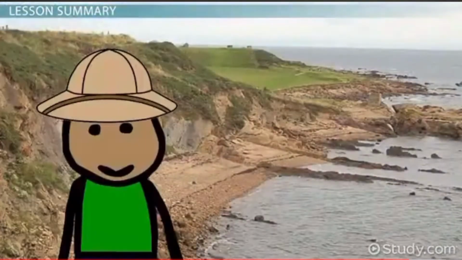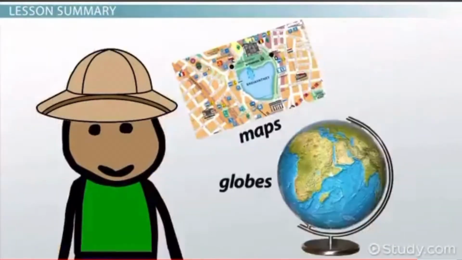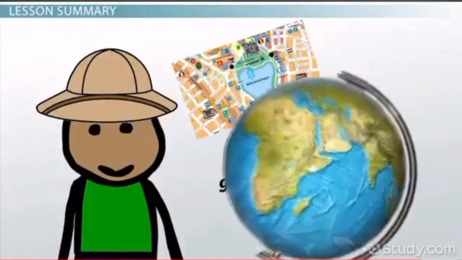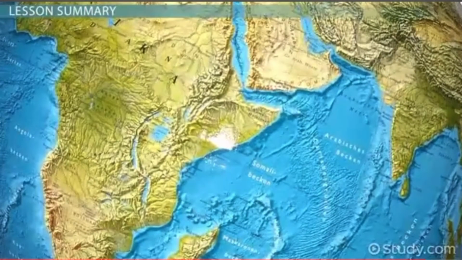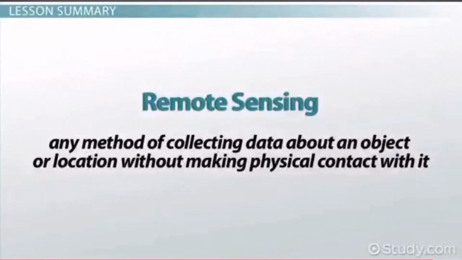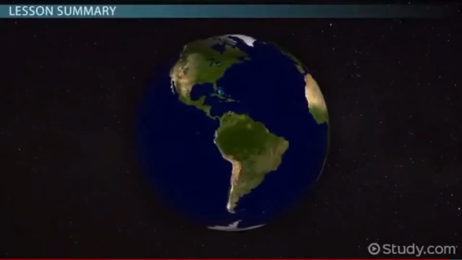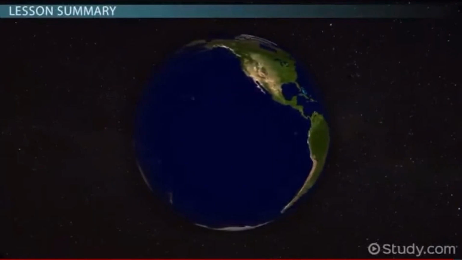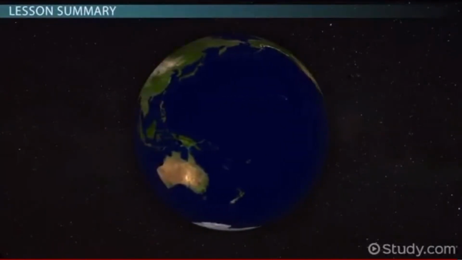Geographers have many tools and techniques that help them develop a spatial perspective on a topic. Maps and globes are important to geography because they allow you to get a sense of the space across the surface of the Earth. Geographers can also use remote sensing, which is any method of collecting data about an object or location without making physical contact with it, to develop a spatial perspective. The way things are spaced out or positioned on the Earth is at the heart of geography and the way it seeks to understand the world.